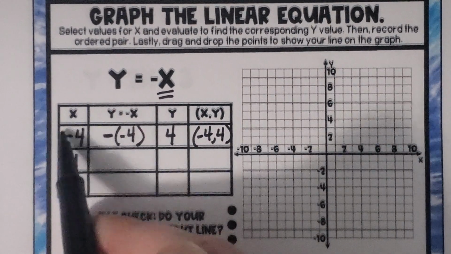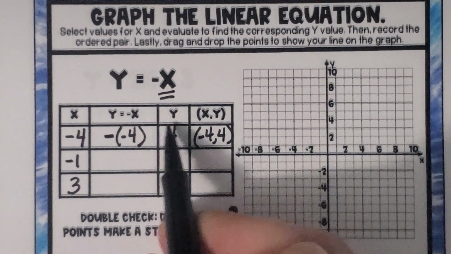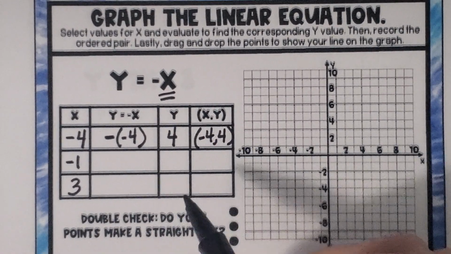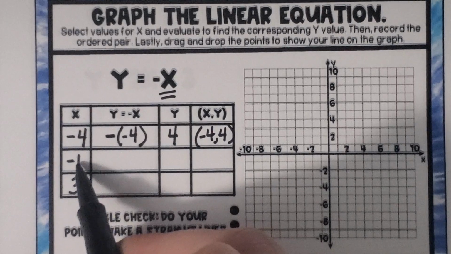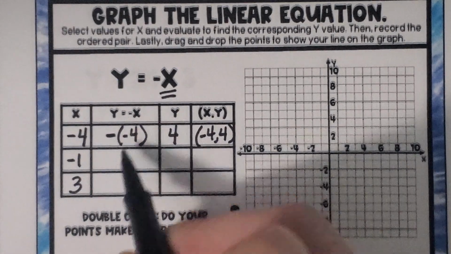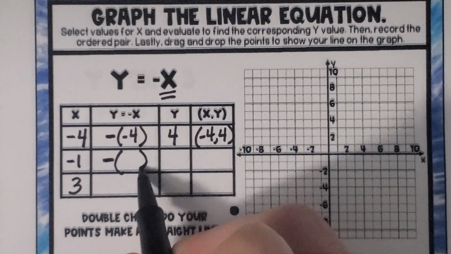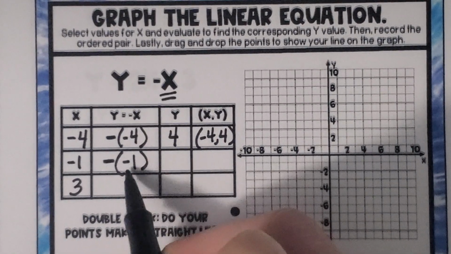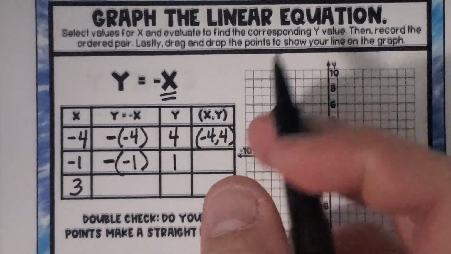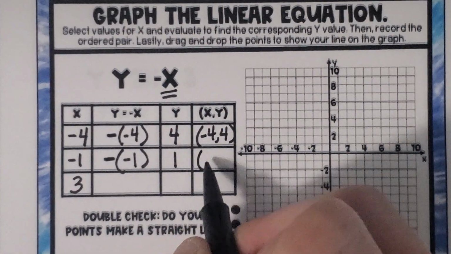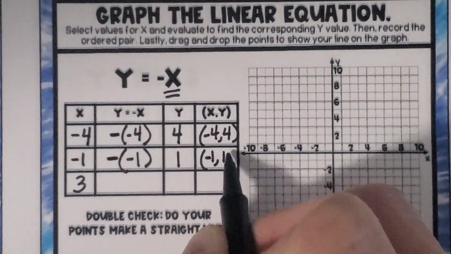So I use my x value of negative 4 and my y value of positive 4. I'm going to do the same thing for this negative 1. I have the opposite of negative 1, and the opposite of negative 1 is going to be positive 1. So my new point is going to be negative 1, positive 1.